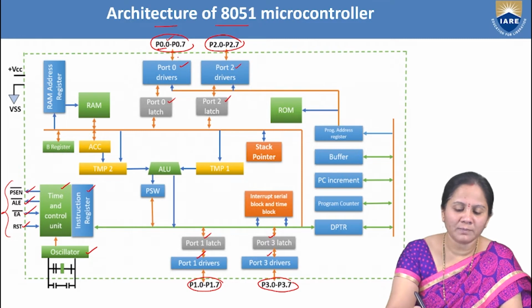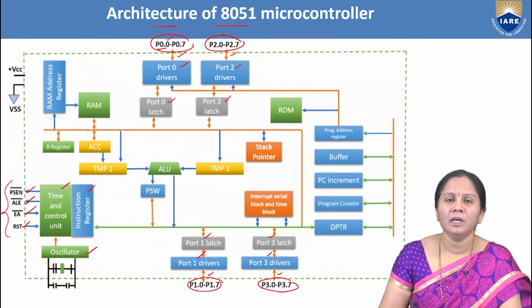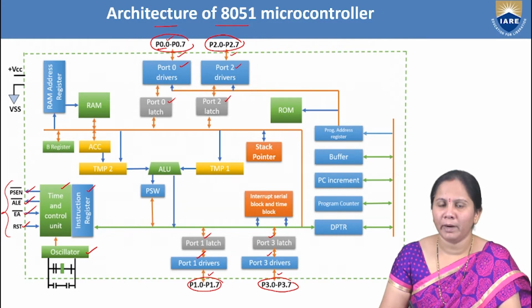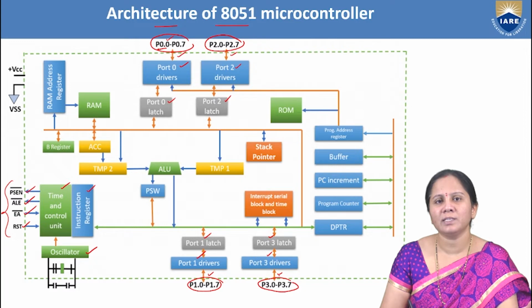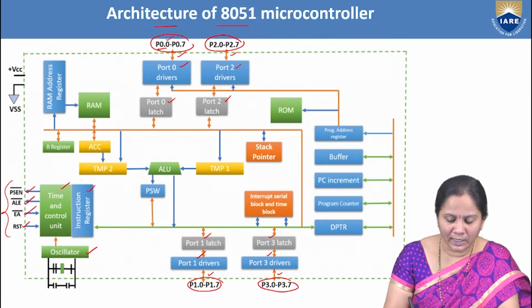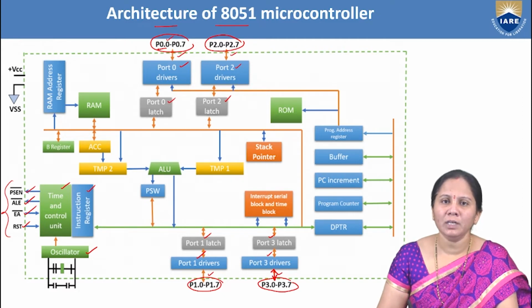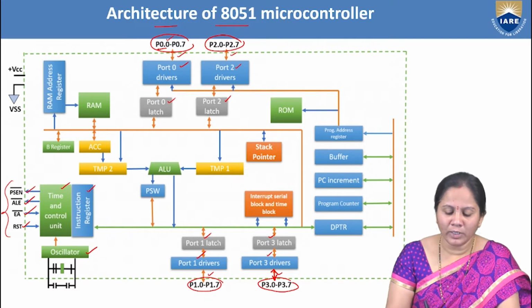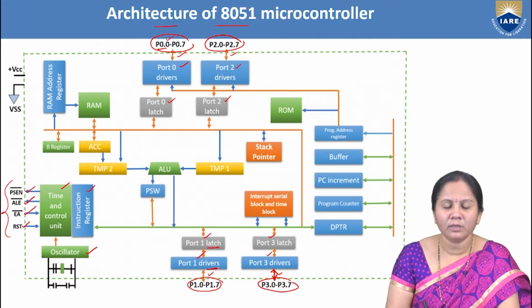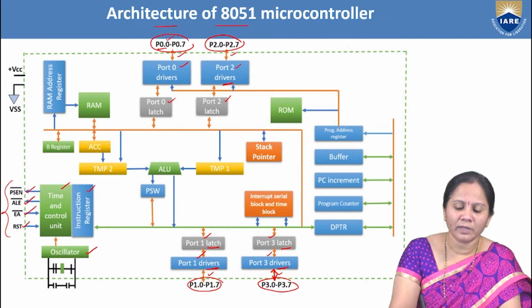Here we can also observe the direction of this bus. As we have seen, all these 4 ports are bidirectional ports, which means they can be used as both input and output terminals. Clearly the direction is represented for all the ports, showing that they are bidirectional. And each port consists of its own driver and latch circuits.